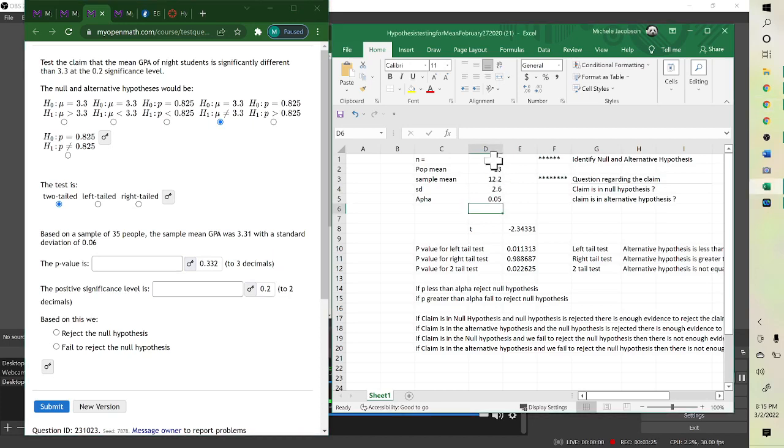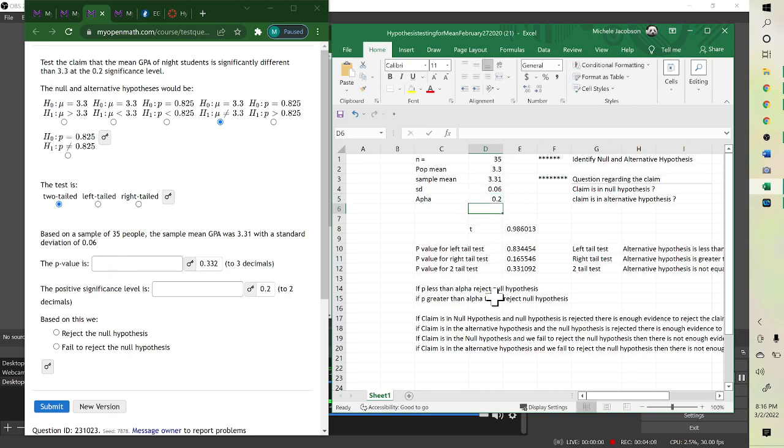So let me delete these. One more. A sample size of 35 people. The population mean comes from the hypothesis, so it was 3.3. The sample mean down here was 3.31. And standard deviation 0.06. And significance level up here 0.2.